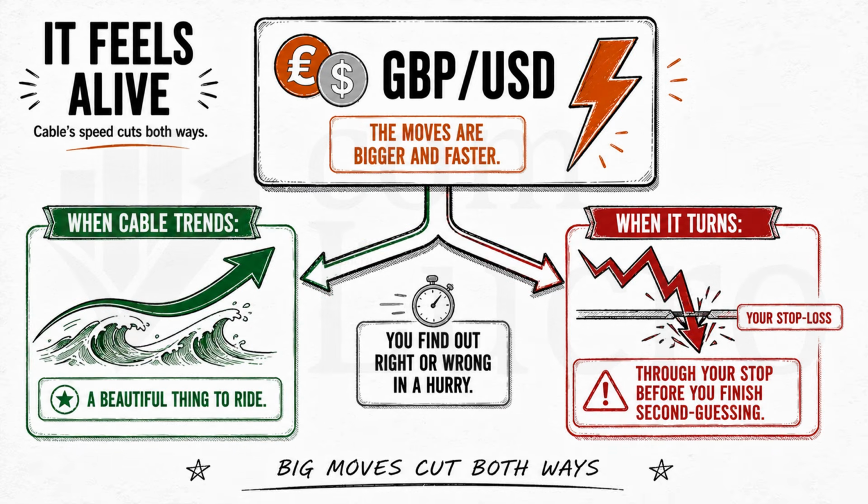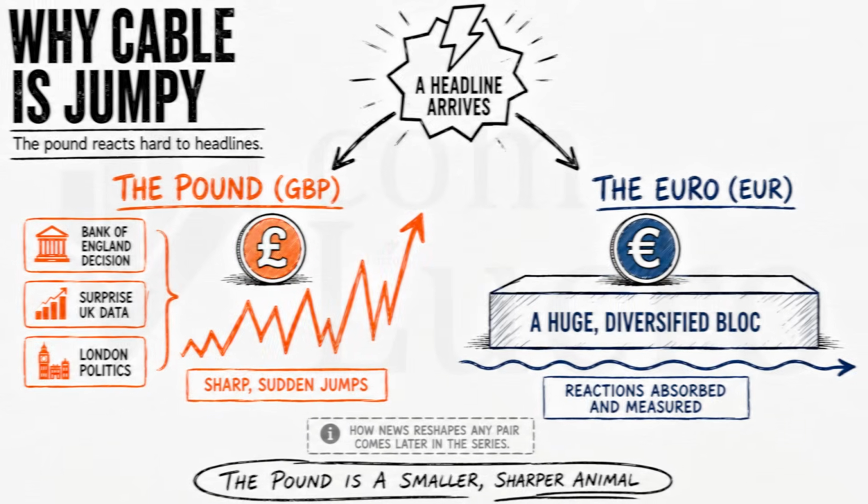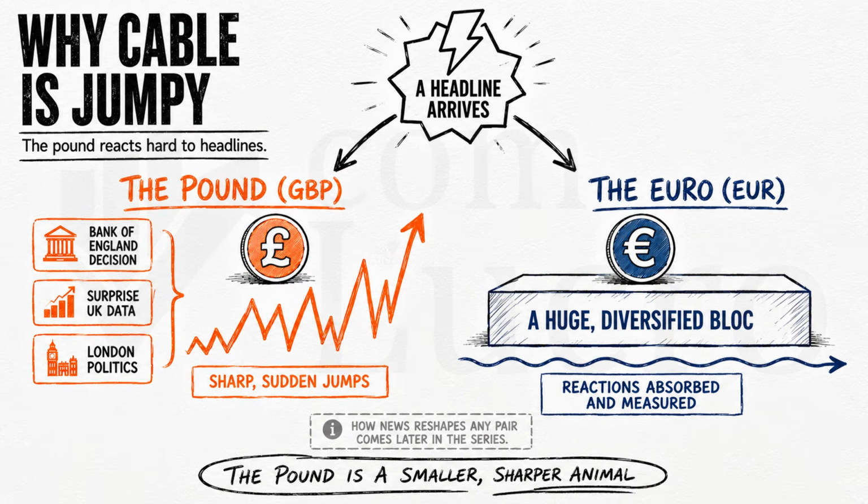So what does that speed actually feel like at the screen? It feels alive. The moves are bigger, they happen faster, and you find out whether you were right or wrong in a hurry. When cable trends, it can be a beautiful thing to ride. But when it turns against you, it turns fast, and it can be through your stop loss before you've even finished second-guessing yourself. And there's a reason cable is so jumpy in the first place.